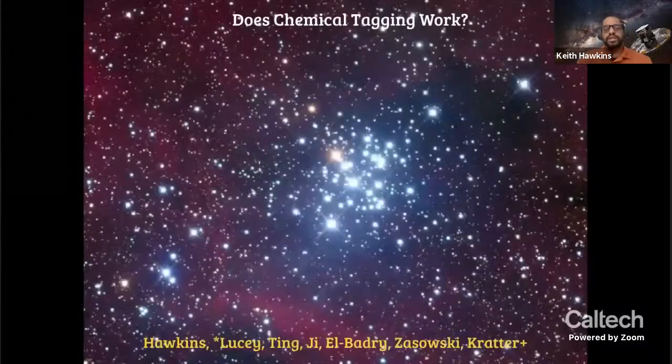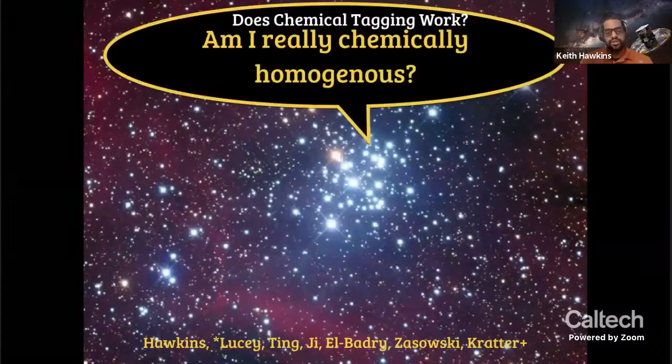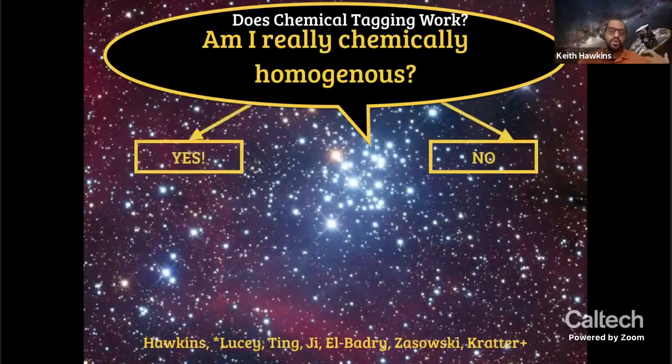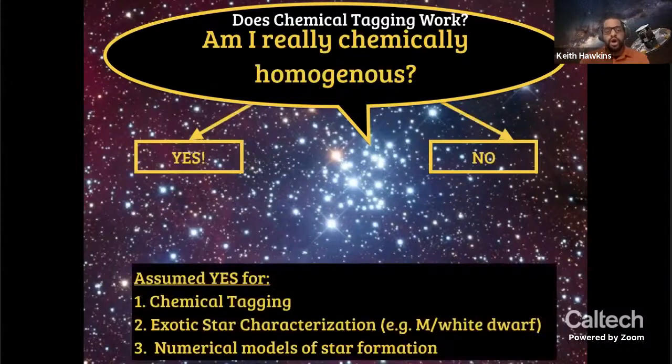So does this idea really work? Does chemical tagging really work? Well, this depends on answering a question. There are two underlying assumptions of chemical tagging. One is that stars born together have to be chemically homogeneous, and the other is that they have to be uniquely homogeneous from other things born elsewhere. So asking whether chemical tagging really works depends on asking whether stars born together are homogeneous chemically or not. And you can answer that either yes or no.